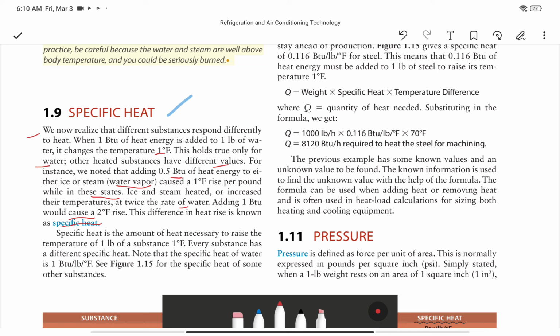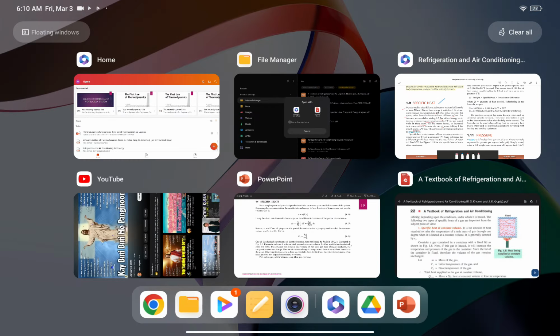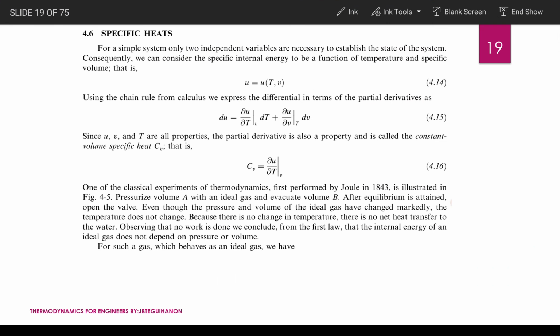It is well understood, but in the engineering aspect, it is quite difficult. So if we go to the engineering approach, we go to the specific heats here. This is from Thermodynamics for Engineers, and this is my material PowerPoint presentation for that subject. It's quite a bit difficult because it comes from mathematical manipulation, or shall I say derivation.